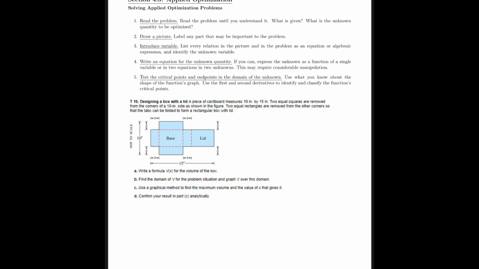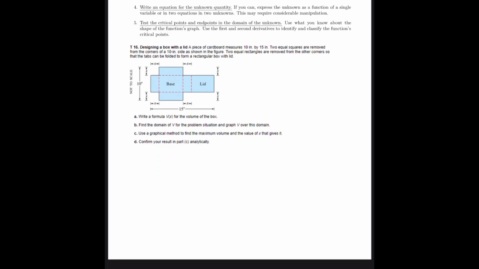Test the critical points and endpoints in the domain of the unknown. Use what you know about the shape of the function's graph. Use the first and second derivatives to identify and classify the function's critical points. So, here's an example of doing that.